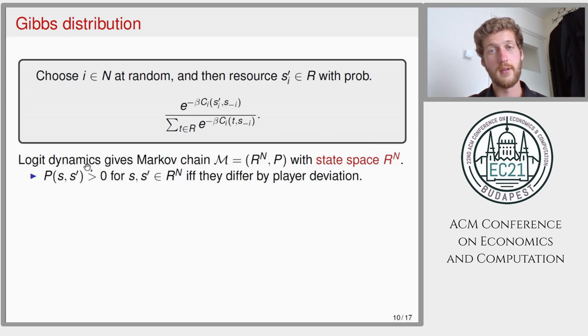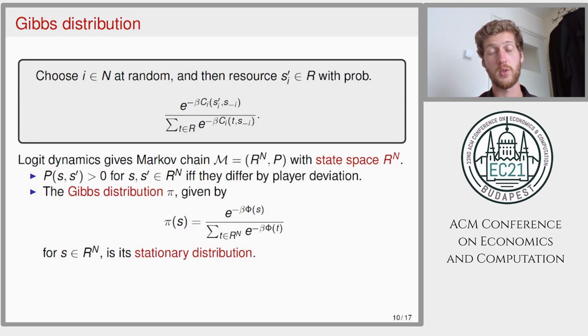Now, it turns out that this Markov chain has a unique stationary distribution, which is called the Gibbs distribution, that is given by the expression below here. And the most important thing to observe here is the fact that the probability assigned to a certain strategy profile is to some extent proportional to the value that this strategy profile has in Rosenthal's potential.